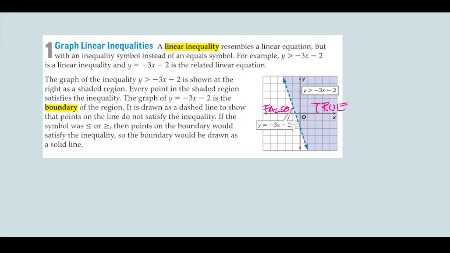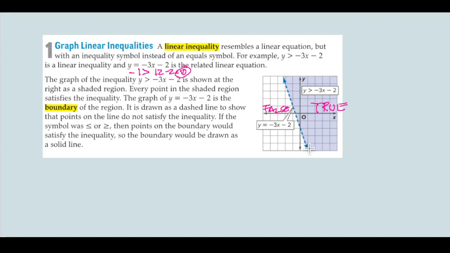In other words, if you put a coordinate pair from the false side into this inequality, it will not work. For example, let's take the point (-4, -1) and put it in here. You would have -1 is greater than -3 times -4, which is 12, minus 2. So the right side becomes 10. Is -1 greater than 10? No way.